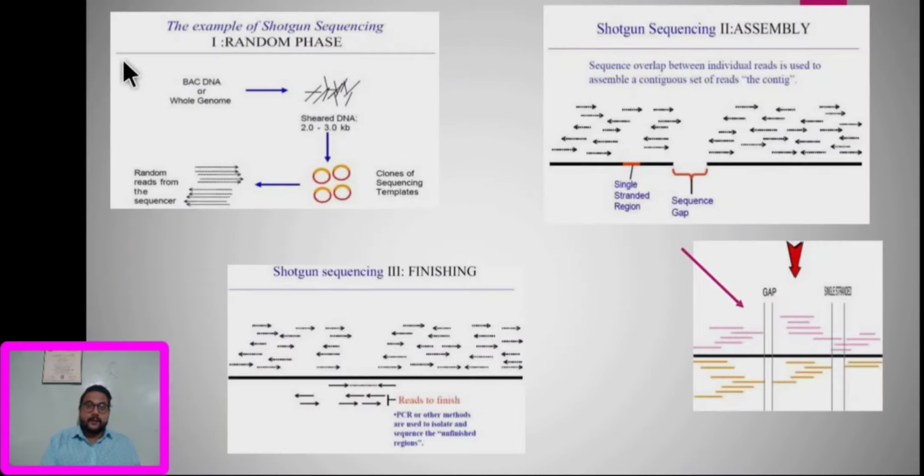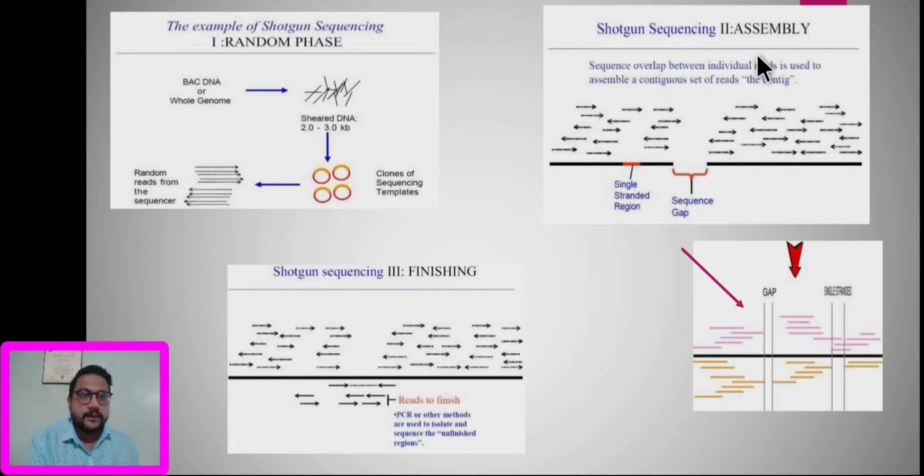Now this is the method which is used. Take the example of shotgun sequencing. In the random phase, if you look at the BAC DNA, the whole genome is taken and sheared into 2 to 3 kb pieces. Then the clones of sequencing templates are prepared and random reads from the sequencer are done.